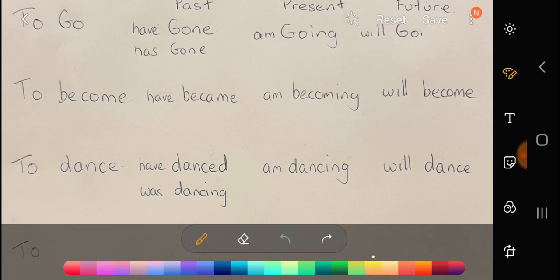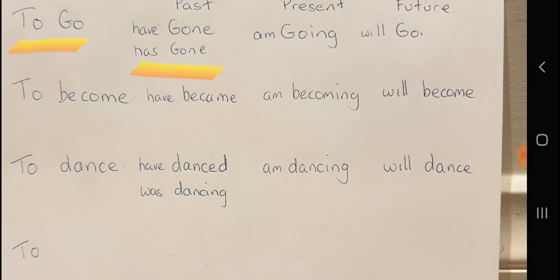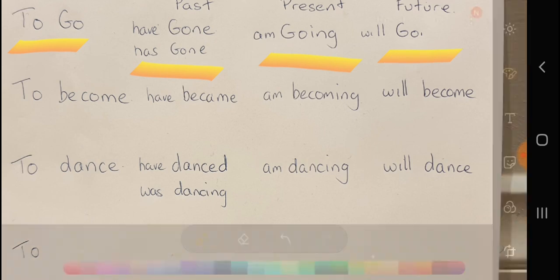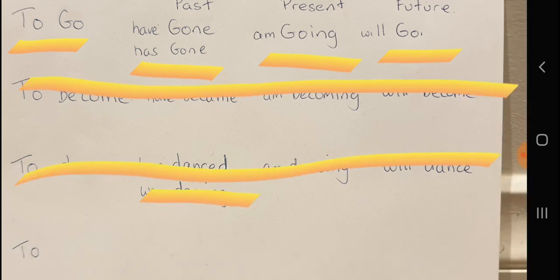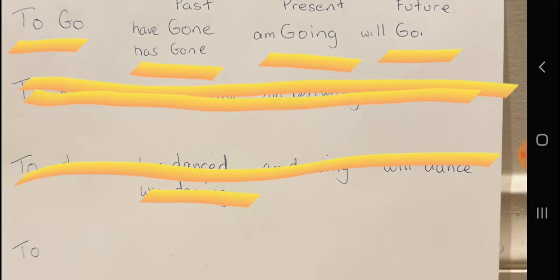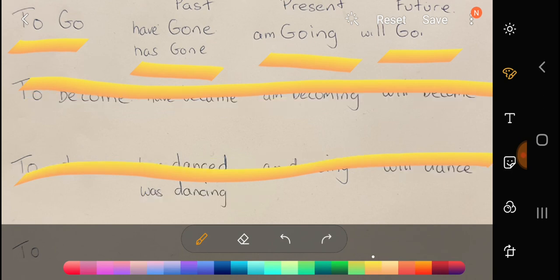So if you're having trouble with verbs, break it down. Just take one verb, learn the past, present, and future, and don't worry about the others. Just learn that one, and then learn the others as you become proficient in the verb that you're learning.